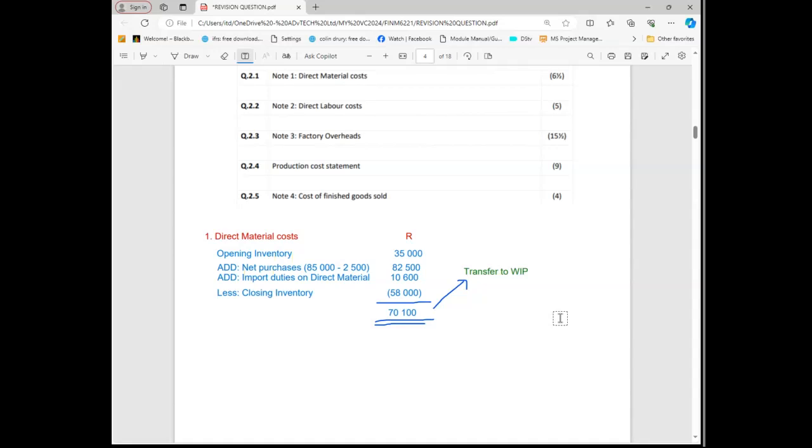So if they asked you for the direct material account, everything that is without brackets will go to the debit side. Everything with brackets will go to the credit side. Can you see now? Let me just write quickly. In other words, the inventory of 35,000 will be on the debit side. Can you see?